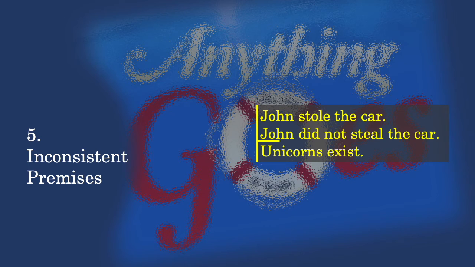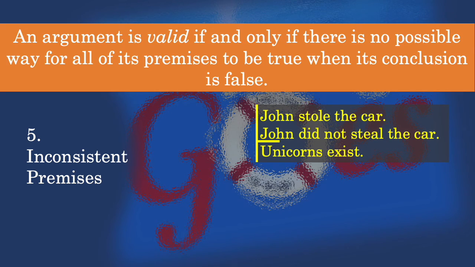First, let's just see how weird this thing is. This is going to be a valid argument according to the system that we're using. John stole the car, John did not steal the car, therefore unicorns exist, right? Super weird. So now let's explain why it's valid.